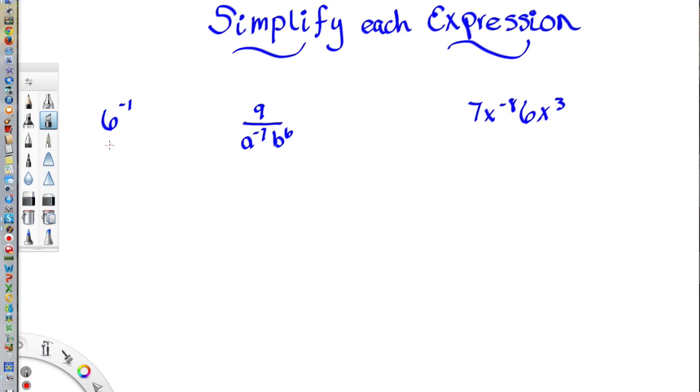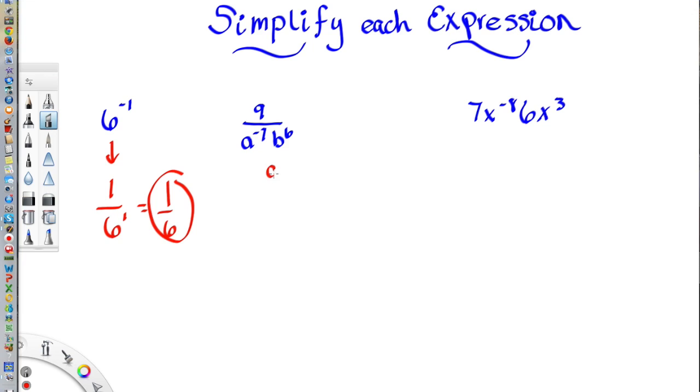If I have 6 to the negative first power, that negative exponent is telling me that I need to do repeated division. In this case, it's not really that repeated, but it is going to be 1 over 6 to the first power, which is really just 1/6. Okay, next I have 9 divided by a to the negative 7th power times b to the 6th power.